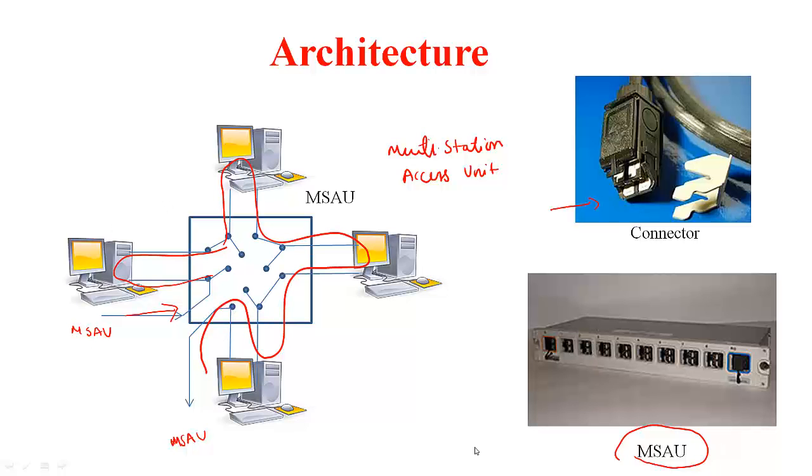Now the question is, what if this host crashed? This is where these relays come into play. Whenever this host crashes, this relay is going to close, thereby establishing a direct connection like this. In this case, the data, the packets, are going to propagate like this, thereby bypassing this crashed host.